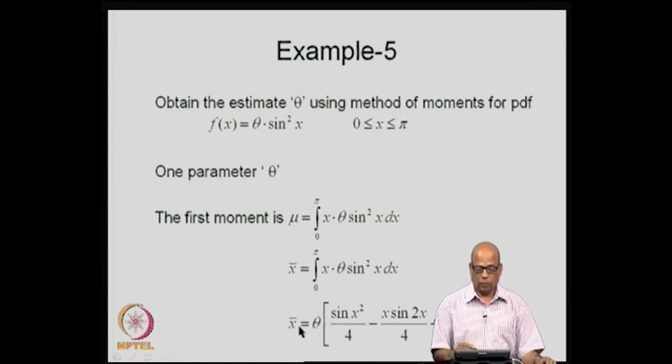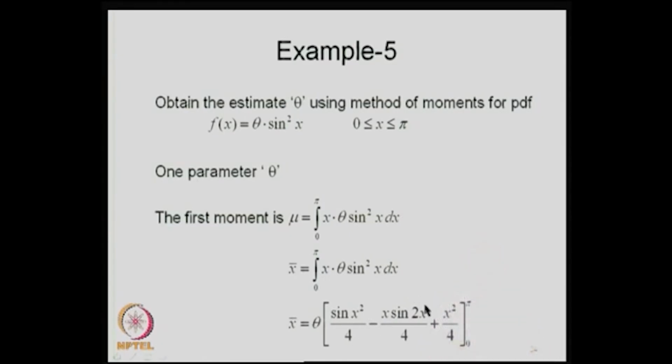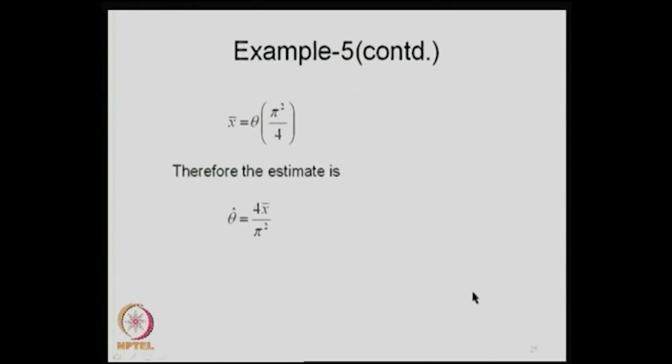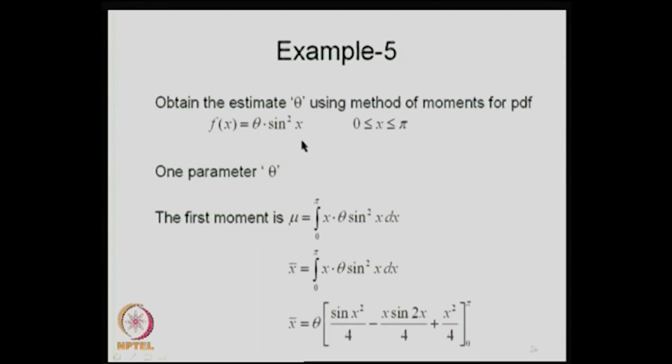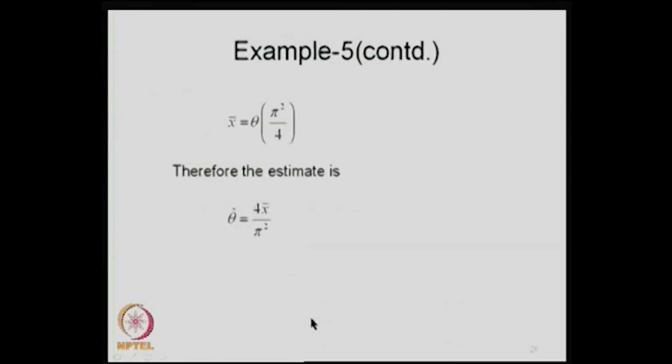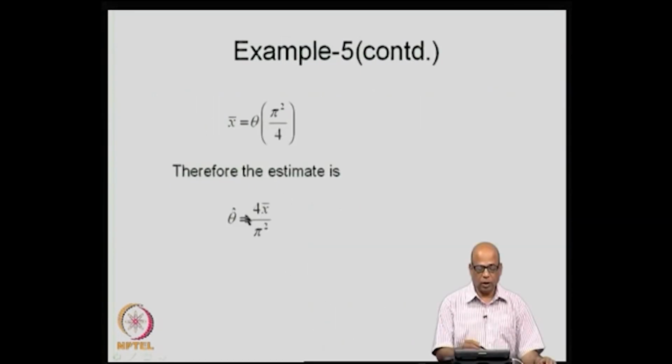You will get x bar is equal to theta [sin x square by 4 minus x sin 2x by 4 plus x square by 4] between 0 and pi. So, that turns out to be x bar is equal to theta pi square by 4. Remember here we said x bar is an estimate for mu, and therefore, we get theta cap here. So, theta cap will be 4 x bar by pi square.